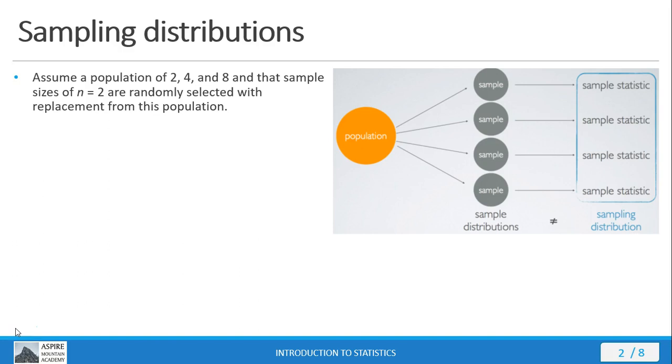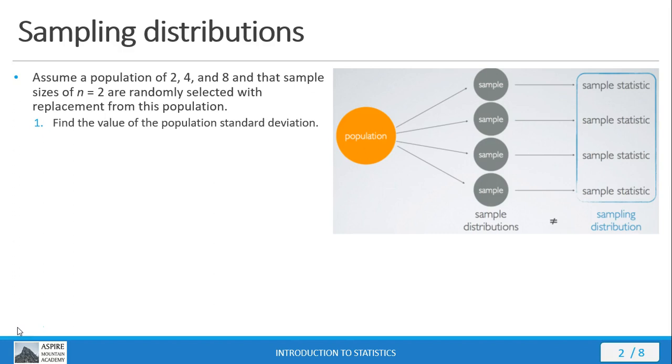We're going to take these numbers two at a time to take our individual samples and then calculate a sample statistic for each one of those samples that we took from our population. We're going to be selecting with replacement. So every time we take a number out, we put it back in so it can be selected again.